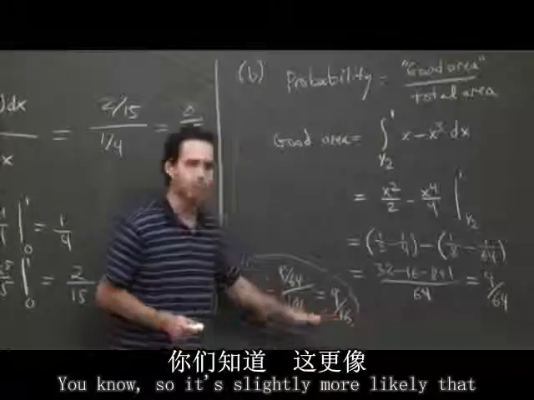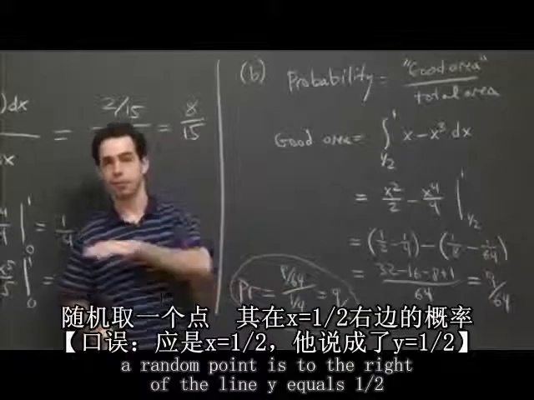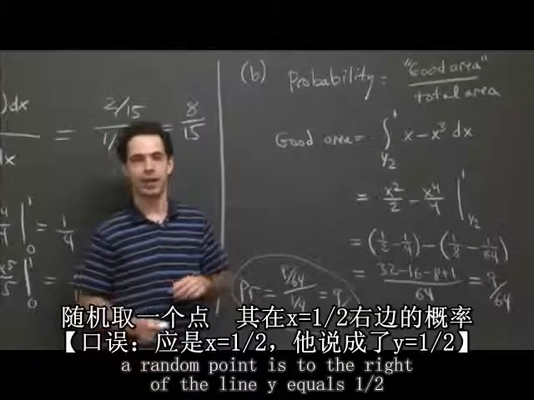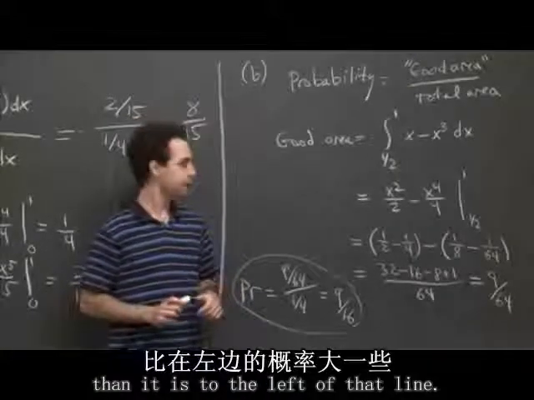So it's slightly more likely that a random point is to the right of the line x equals 1/2 than it is to the left of that line.